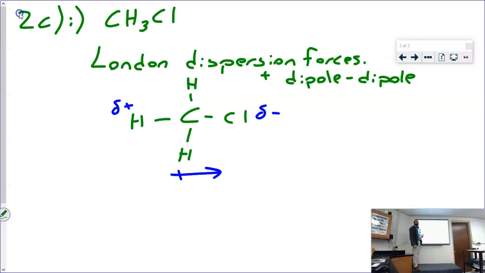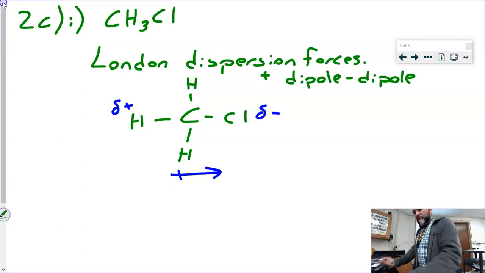Hydrogen bonding only occurs if you have hydrogens covalently bonded to fluorine, oxygen, or nitrogen. Do we have fluorine, oxygen, or nitrogen in this molecule? No, we don't. So I think we're done. We have London dispersion and we have dipole-dipole. London dispersion because everything has it, and dipole-dipole because we have a polar molecule, right? We have a partial negative region, a partial positive region, which leads to those dipole attractions.